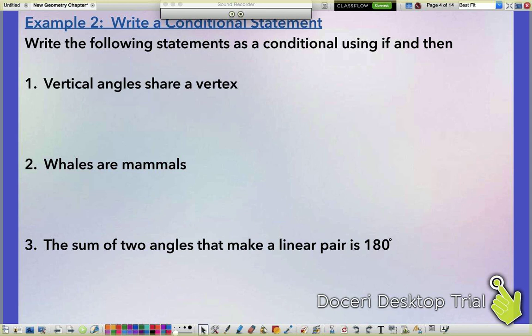A lot of times when you're doing this, you have to add some words in order for the conditional statement to make sense. And make sure that you don't mix up and write the end part as the if part. And you'll see what I mean in a second when I do one.